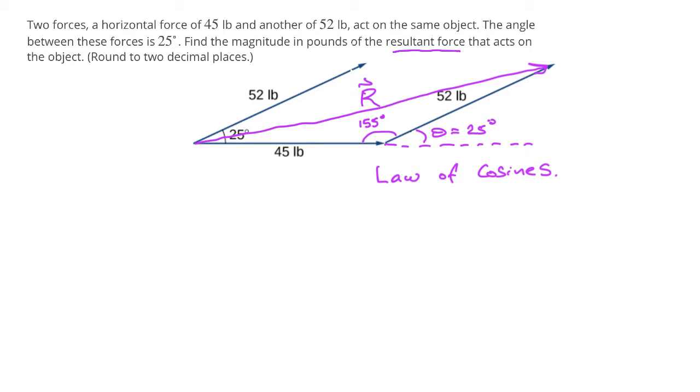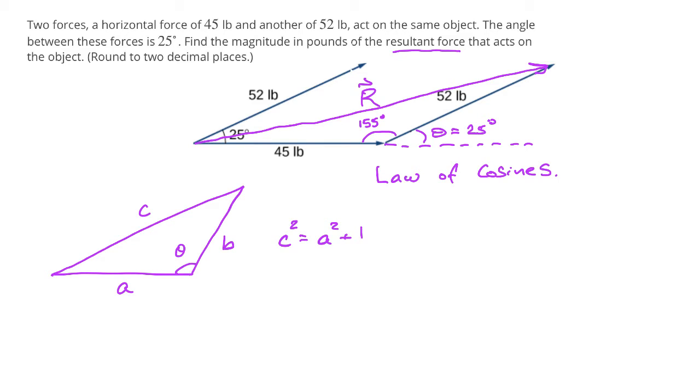So basically, with our law of cosines, we have this. If we have any old triangle, it doesn't really matter what that triangle looks like, and it's got sides a, b, and c, and we know that we have the angle theta between sides a and b, then we have the relationship that c squared is going to be a squared plus b squared minus 2ab times the cosine of the angle in between those two sides.